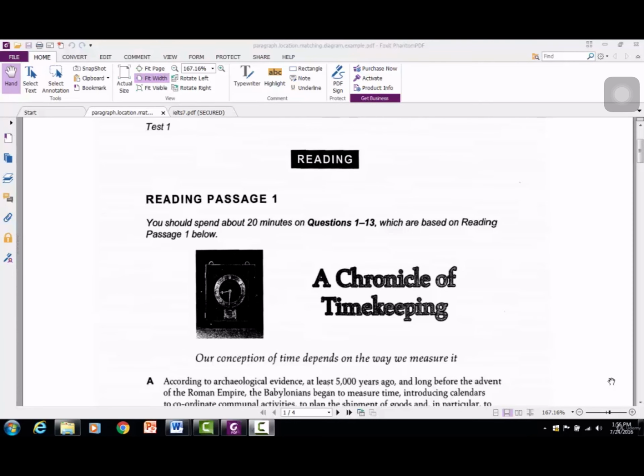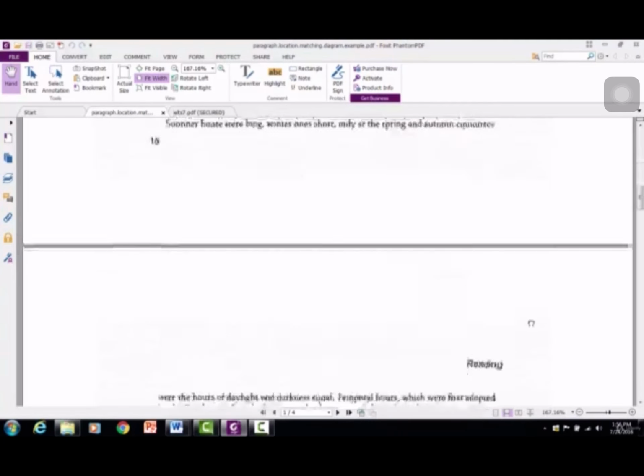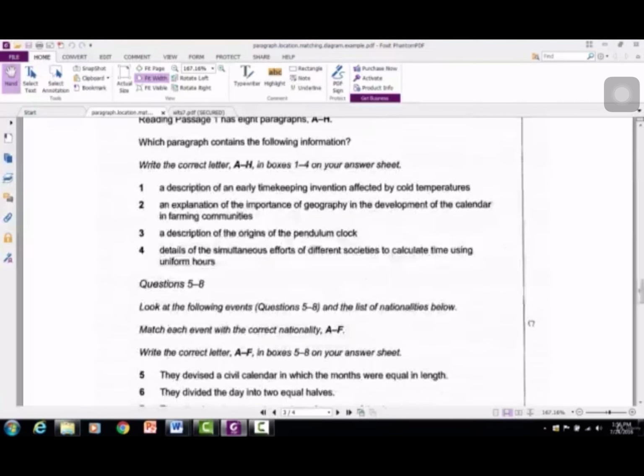Okay, so let's take a look at this example for the paragraph location question. All right, so we're still dealing with our passage we had before. So like I said, this is the paragraph location question right here. It always has language like this. Which paragraph contains the following information? Or sometimes it might say which section contains the following information. All right?